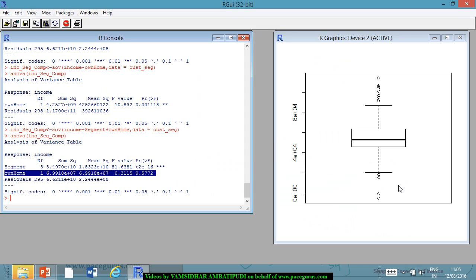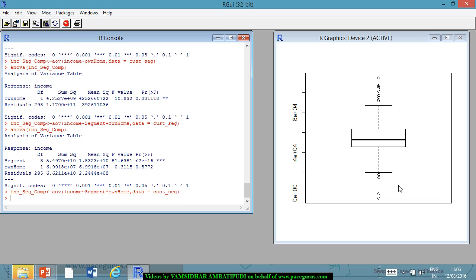And in some cases, the model could be slightly improvised, in terms of saying not a plus, but I have put a star to see the interaction effect between the segment and owning a home. In some cases, even such a thing is also considered. So if there is an interaction effect, when I put a star, I'll get both the main effects as well as the interaction effects between the variables.